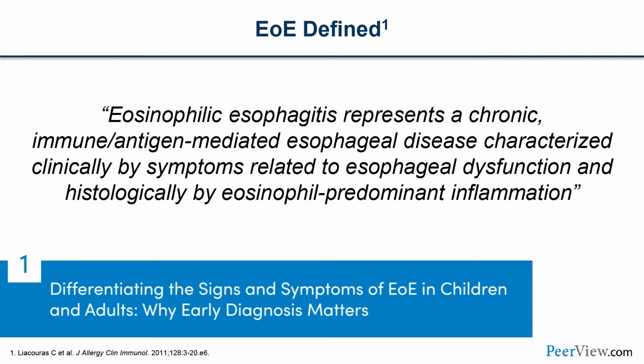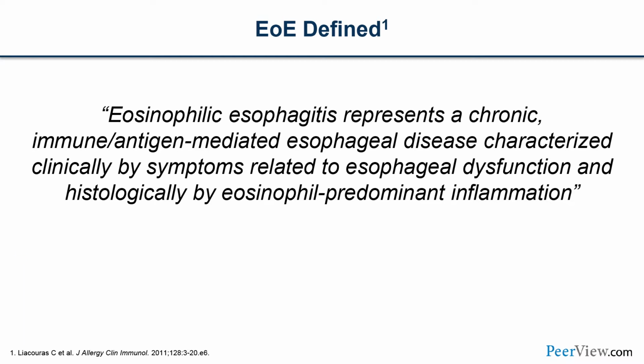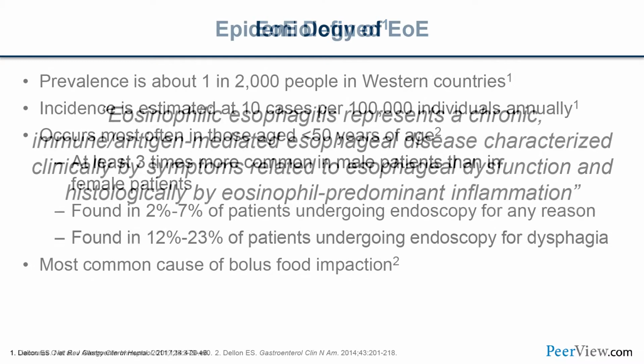So we have this consensus definition of eosinophilic esophagitis, kind of the conceptual idea of what the condition is. EoE is a chronic, immune antigen-mediated esophageal disease, and there are 2 key components to it. It's characterized clinically by symptoms related to esophageal dysfunction and histologically by eosinophil-predominant inflammation. That's the general framework, and we'll get into the nitty-gritty of how this works.